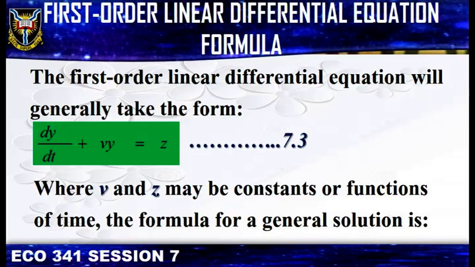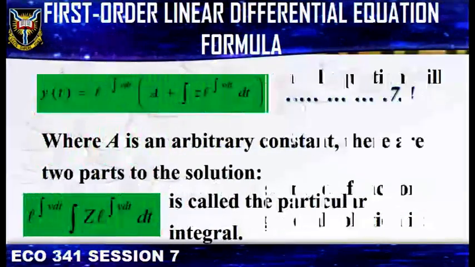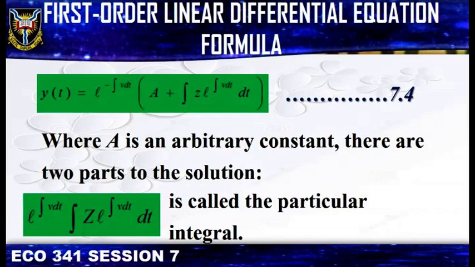The formula for a general solution is y of t is equal to e raised to power minus integral v dt, bracket open, a plus integral z e raised to power integral v dt, bracket closed, equation 7.4, where a is an arbitrary constant. There are two parts to the solution.